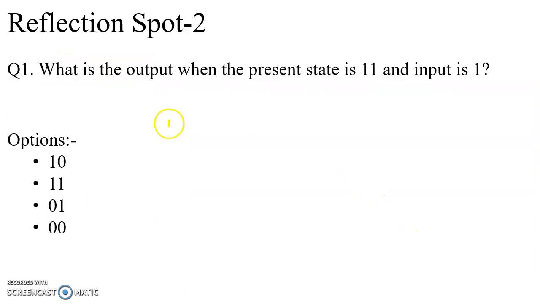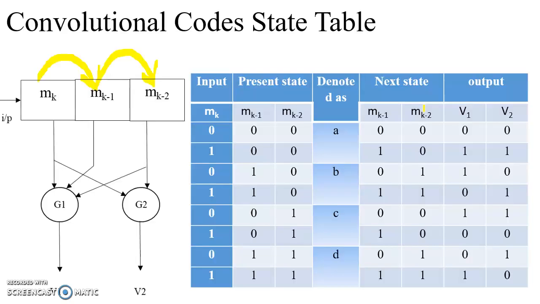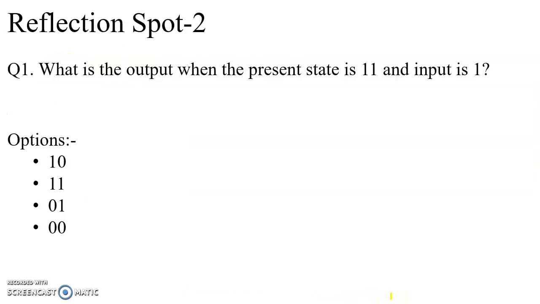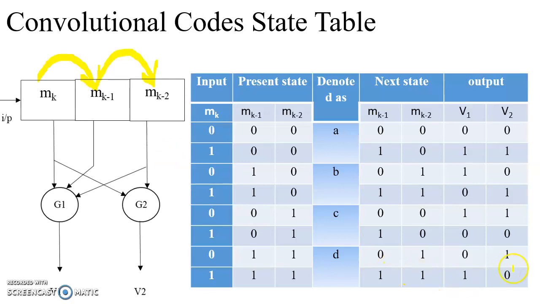Now the reflection spot. Again the question asked is, what is the output when the present state is 1, 1 and the input is 1? I'll take a pause and I'll show you the state table also. So you tell me the right answer. What is the output when the present state is 1, 1 and the input is 1? The options are given, and the correct answer is 1, 0. See, this is 1, 0.